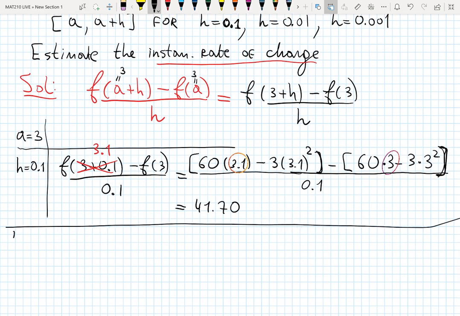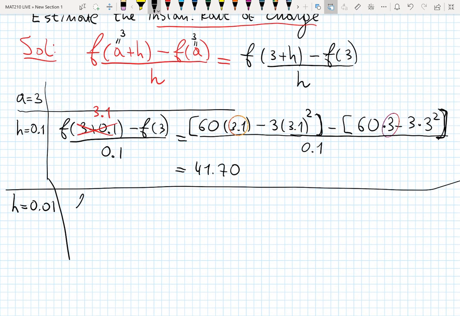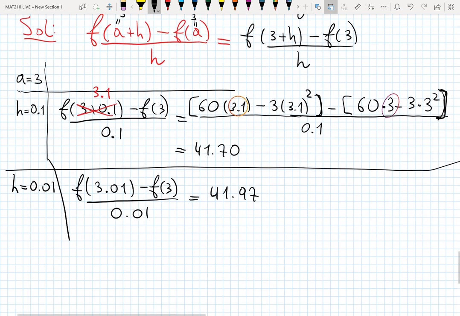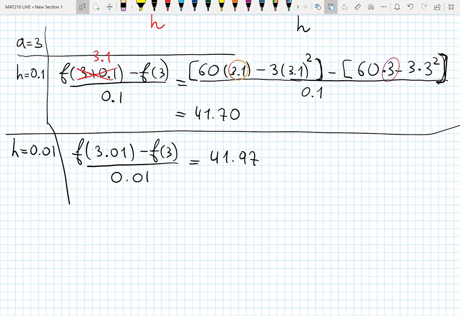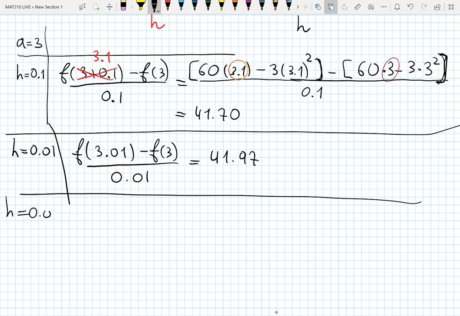Next one, h equals 0.01. Repeat the step. You're going to have f of 3.01. Make sense? Because it's 3 plus 0.01. Minus f of 3 all over 0.01. Carefully plug it in, and you'll get 41.97. You see the pattern is definitely close to 41 or something like that. One more. The smaller the interval, the more precise your calculations are, but it's harder to perform them.